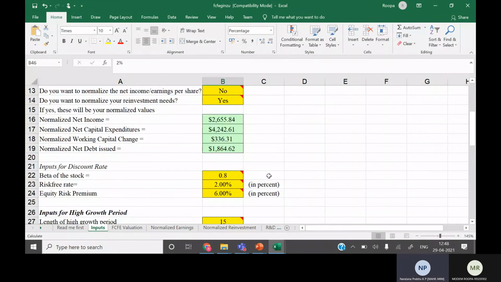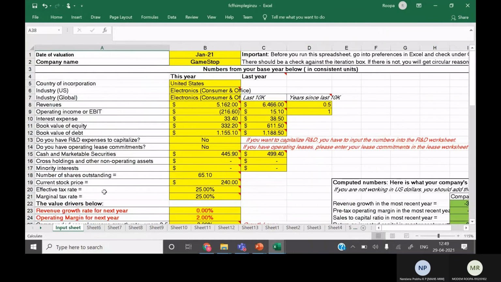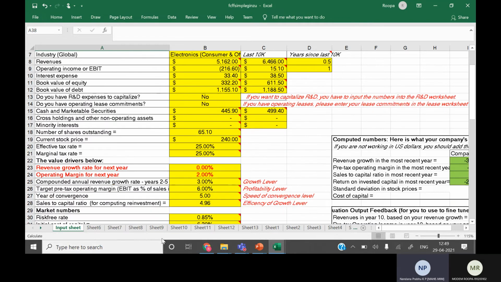FCFE, I think you are showing me, sorry, FCFF, please show. I asked her to show me the FCFF model because right in the beginning we see that tax rate. Look at rows 20 and 21, effective tax rate and marginal tax rate. We have written both the numbers. Now let us go to the output sheet and see what is actually done.